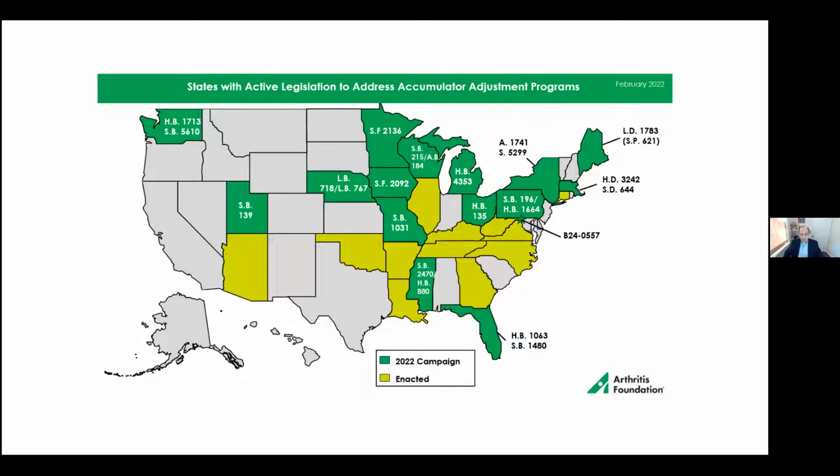Now, we're not going to be successful in all these states. Some of them, the session has already ended, but some are just beginning, and some are moving through the process right now, like in Maine. Washington State, I know, had a hearing. DC has a hearing coming up in a couple of weeks. So, I'm going to go through how people could get involved, but there's great opportunity at the state level to work on these issues. Next slide.